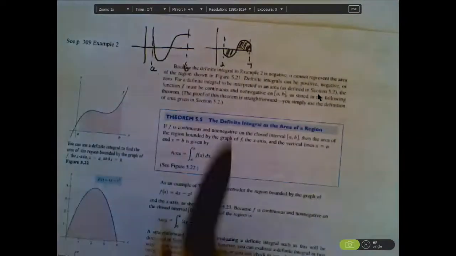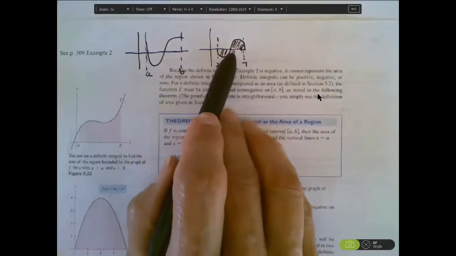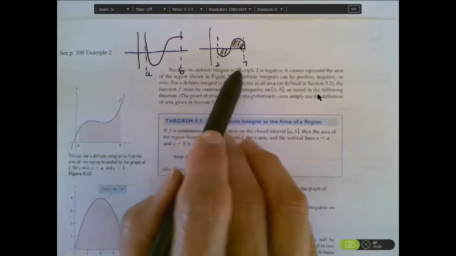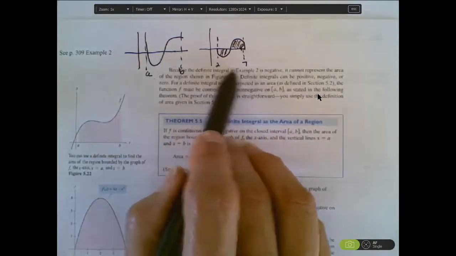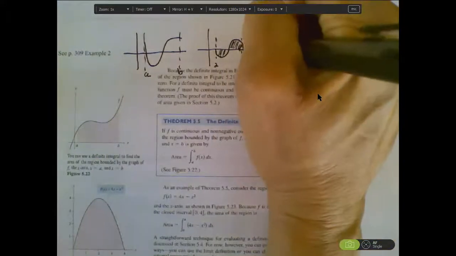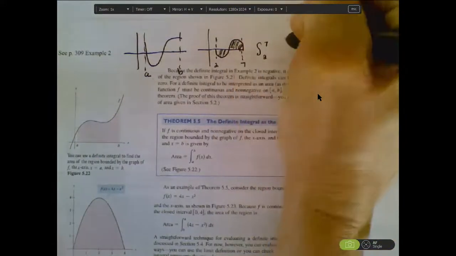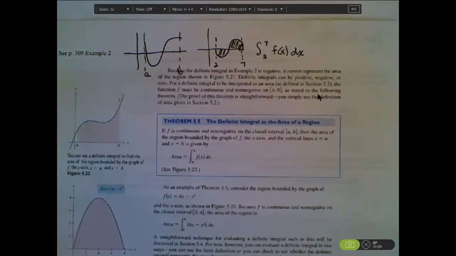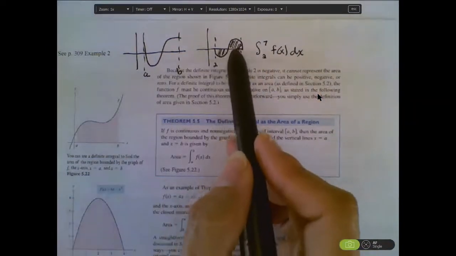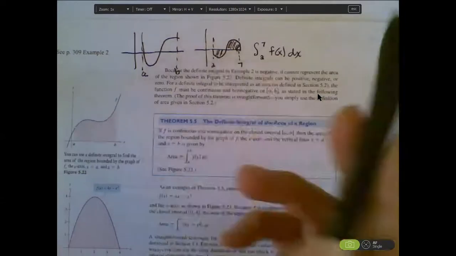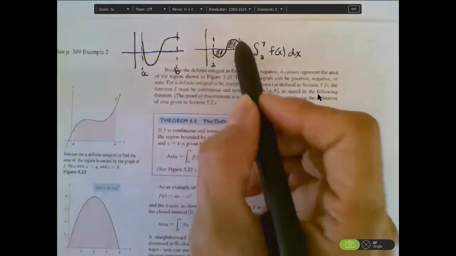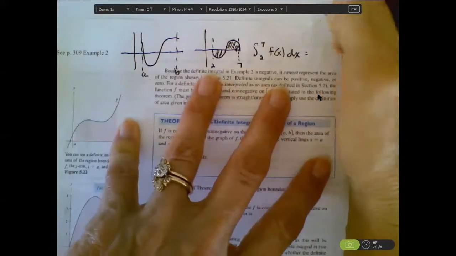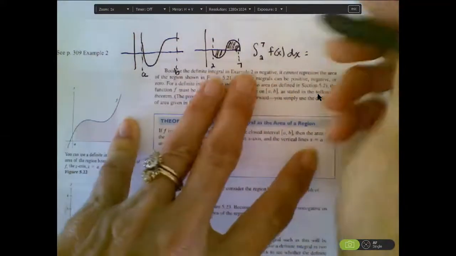If I have a function that is below the x-axis in some places in that interval and above the x-axis in other places, I can still find the integral. I can still evaluate that from 2 to 7, whatever that function is, dx. But if I have drawn this so that these two areas are identical, then the negative value, let's say... am I getting too complicated? Yeah, I don't want to get that complicated.